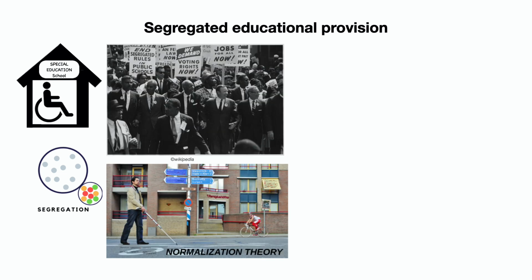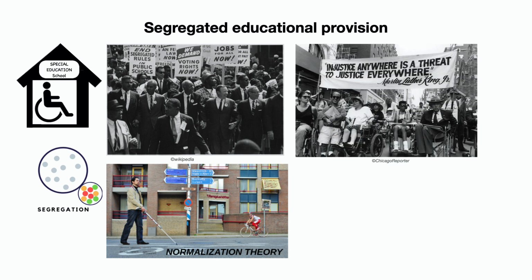In the 1960s, the civil rights movement in the United States and the normalization movement in Scandinavia challenged the societal attitudes and approaches to disenfranchised and marginalized groups. Disability groups followed minority ethnic groups that challenged the barriers preventing their full participation in society. This marked the beginning towards dismantling institutional segregated provision.